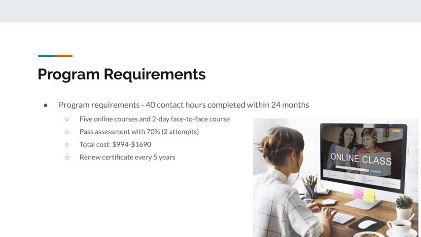And the cost varies, with the lowest cost being for those who are both APTA and Home Health Section members. And then the cost is slightly higher if you're just an APTA member, and it's highest for those who are not members of the APTA or the Home Health Section. Once you earn a certificate, you have to renew it every 5 years.